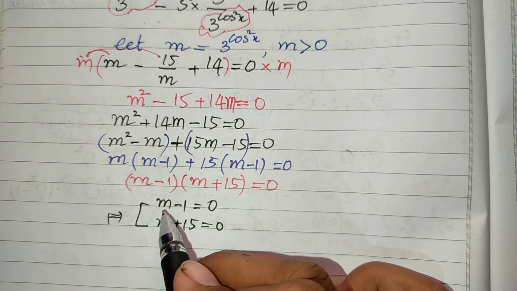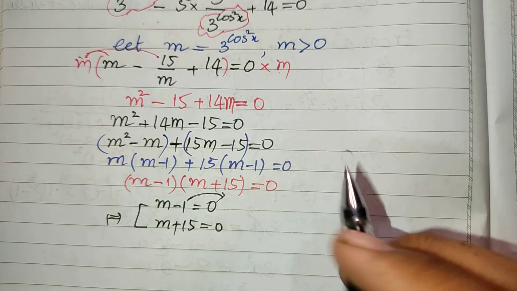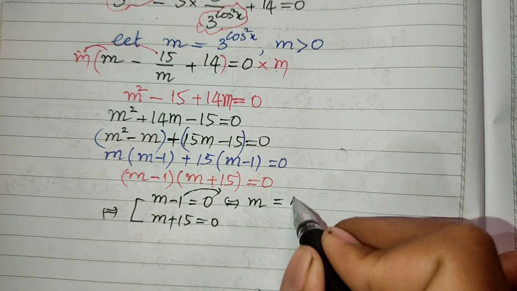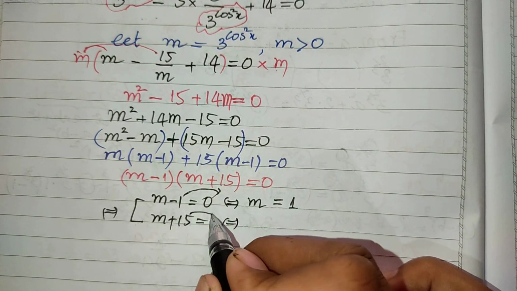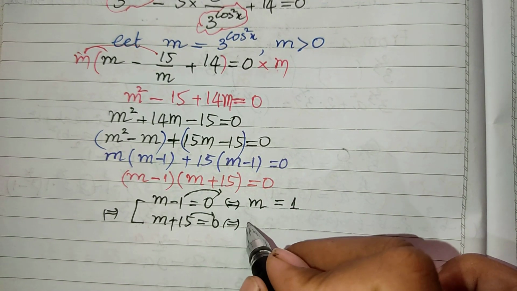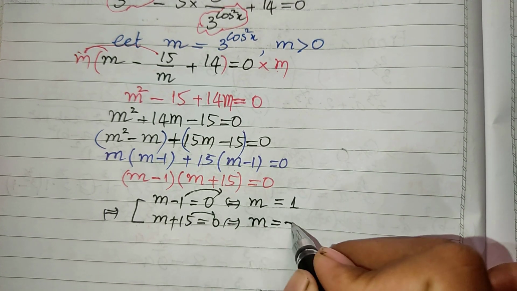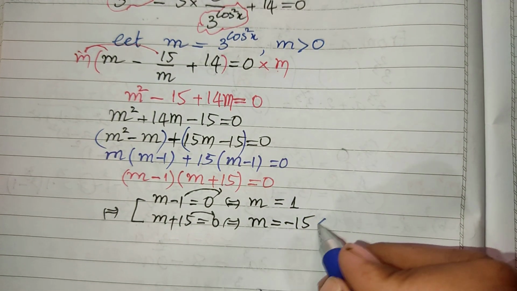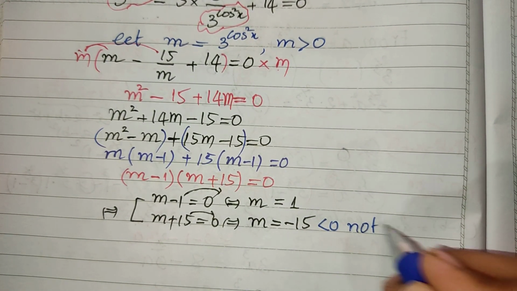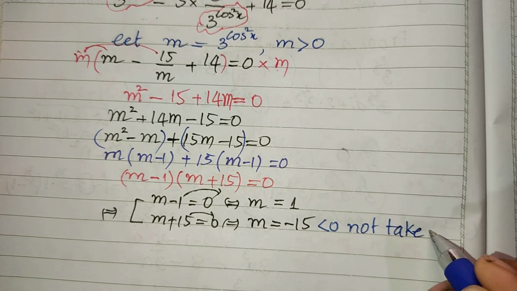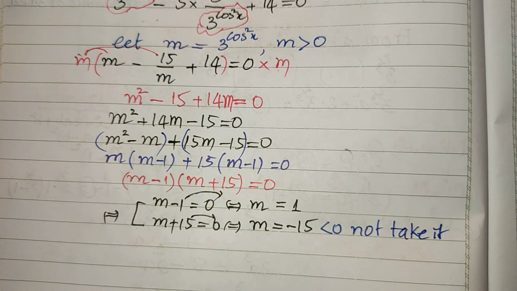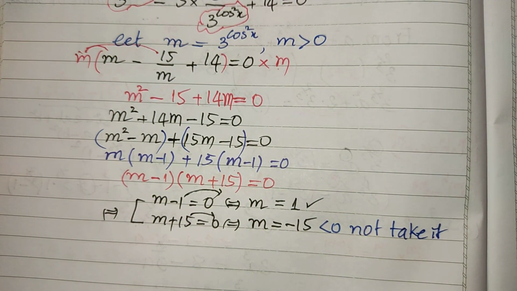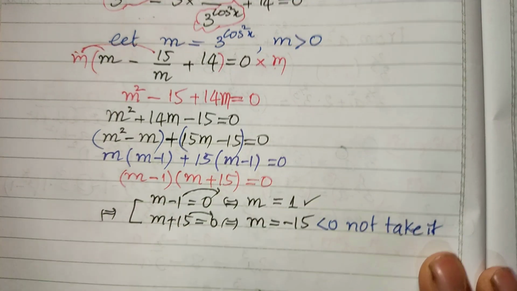Now m minus 1 equals 0. I move 1 to the right-hand side, so we get m equals 1. And from the other factor, I move 15 to the right-hand side and get m equals minus 15. This is negative, so we do not take it. Now we use m equals 1.